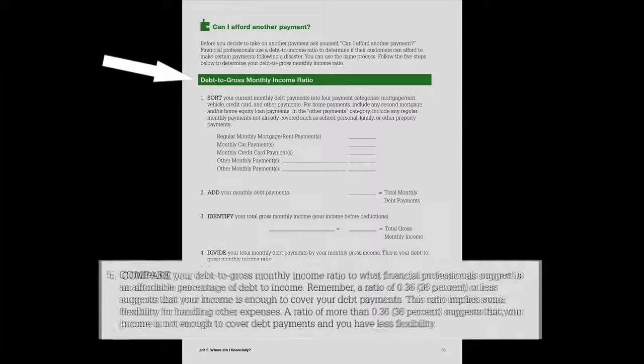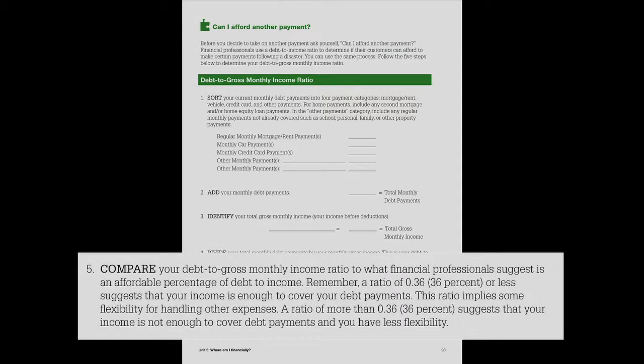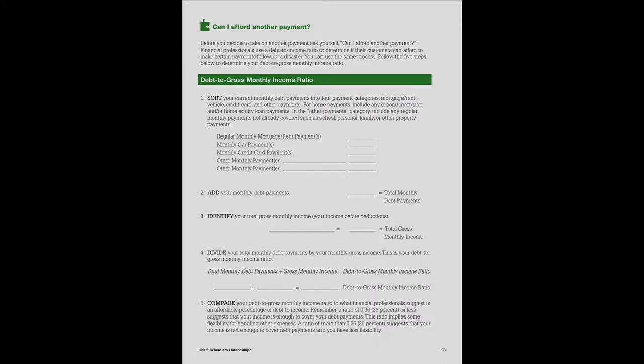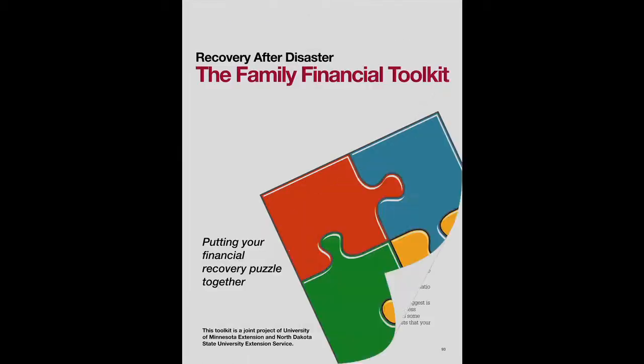Comparing your debt-to-income ratio to what financial professionals consider an affordable amount of debt will identify another piece of your post-disaster financial puzzle. When used with the other assessment tools, you will have a better understanding of the big picture of your post-disaster financial situation. It will better prepare you to determine which actions to explore and what financial options are available. The worksheet to help you determine if you can afford another payment is available in Unit 5 of the Family Financial Toolkit.